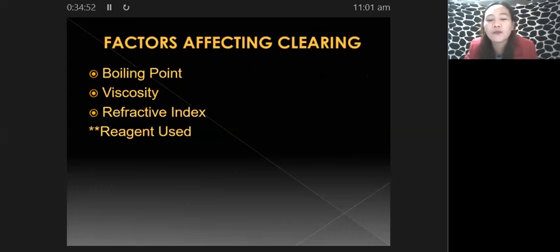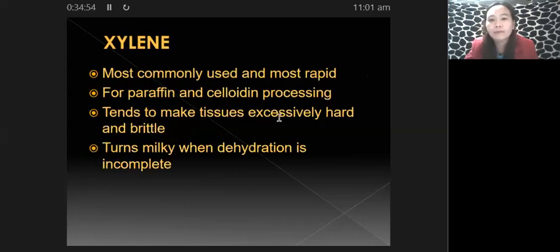First off, we have your xylene. Your xylene, otherwise referred to as xylol, is considered to be the most commonly used, or the routinely used reagent for clearing. Apart from that, it is considered to be the most rapid. Thus, we can use xylene for urgent biopsies.